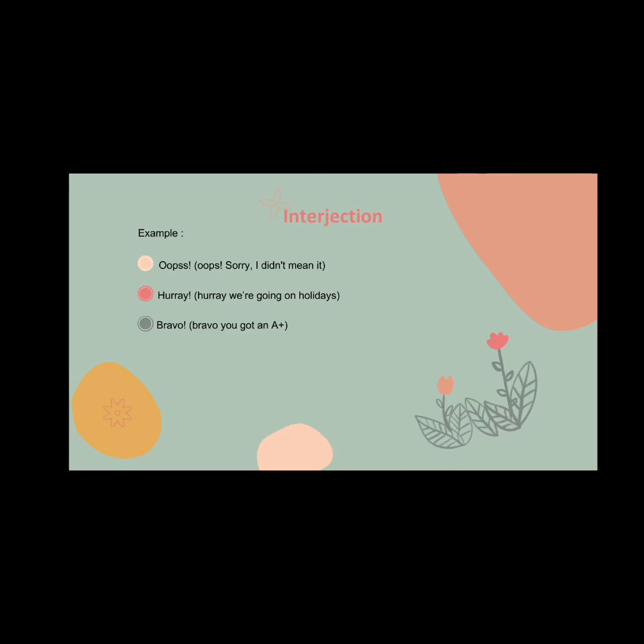Next, we go to the last part of speech, namely interjection, which includes words such as oops, hooray, bravo. An example sentence is: bravo, you got an A+. So the word bravo is the emotional expression of someone seeing something really extraordinary. Then the second example is: hooray, we are going on holiday. And the word oops is usually said when someone apologizes or something happened by accident.